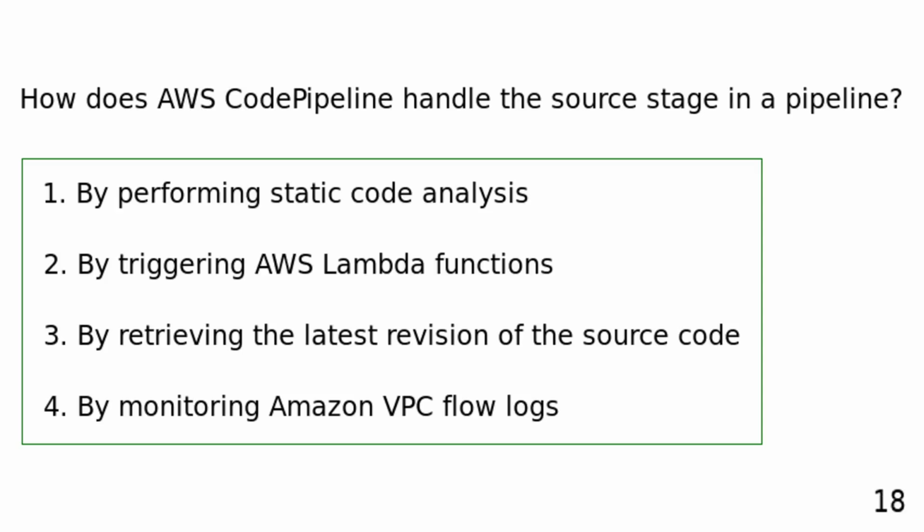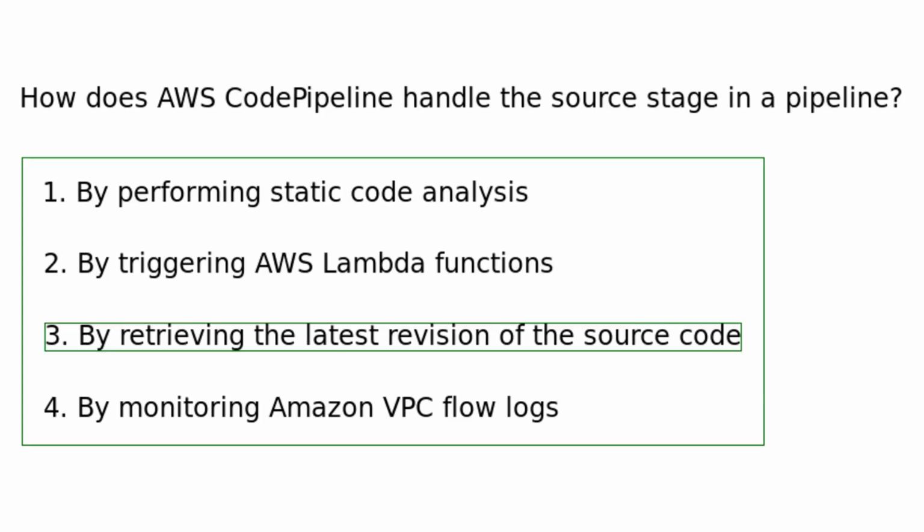How does AWS CodePipeline handle the source stage in a pipeline? By performing static code analysis. By triggering AWS Lambda functions. By retrieving the latest revision of the source code. By monitoring Amazon VPC flow logs. AWS CodePipeline handles the source stage by retrieving the latest revision of the source code from the configured source provider.